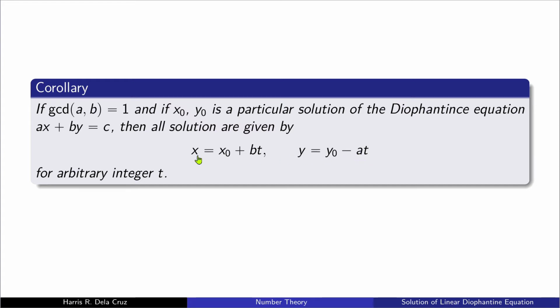So, you have x is equal to x sub 0 plus bt, y is equal to y sub 0 minus at, again, for any arbitrary t. That is when the GCD of a and b is equal to 1.